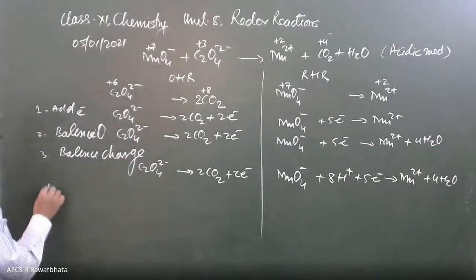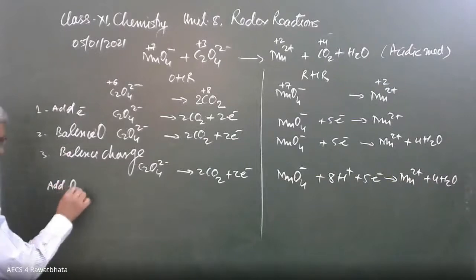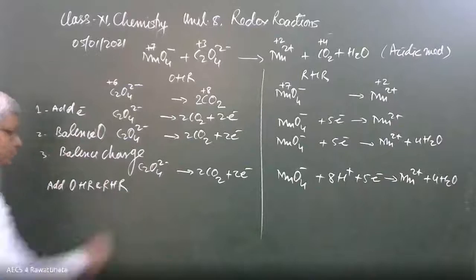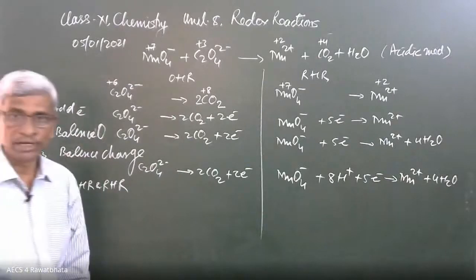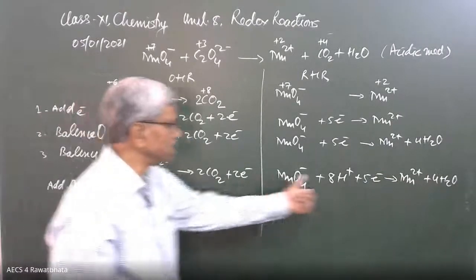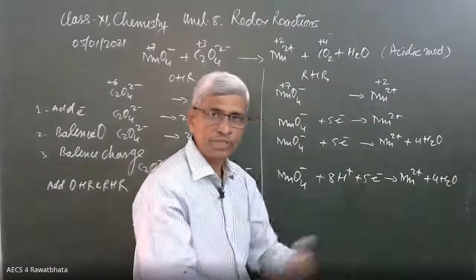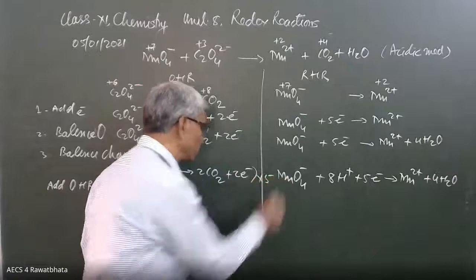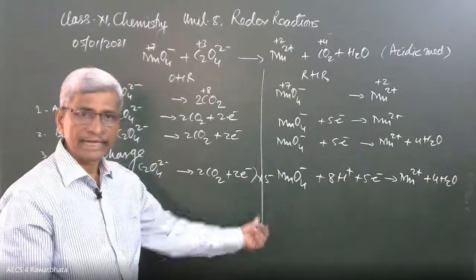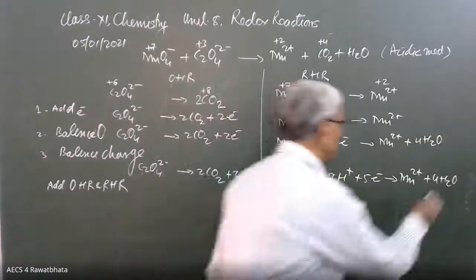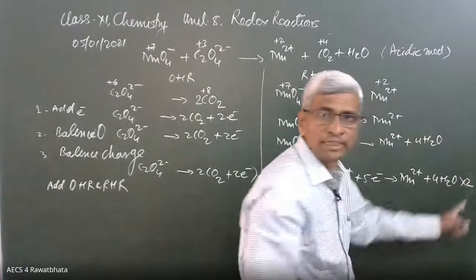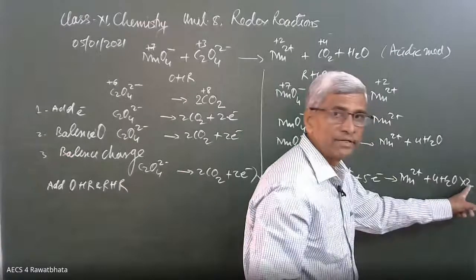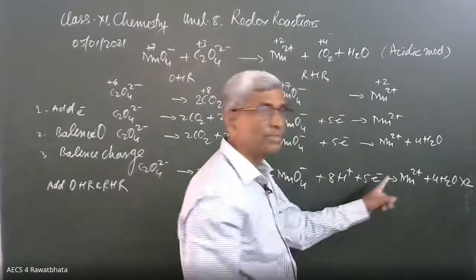Add oxidation half reaction and reduction half reaction by multiplying by a suitable number. Here 2 electrons and this side 5 electrons. There should be cross multiplication. This should be multiplied by 5, so that total electrons become 10, and this side we have to multiply by 2. Can you see this side? Yes, beta. This we have to multiply by 2. That's why total electrons become 10.